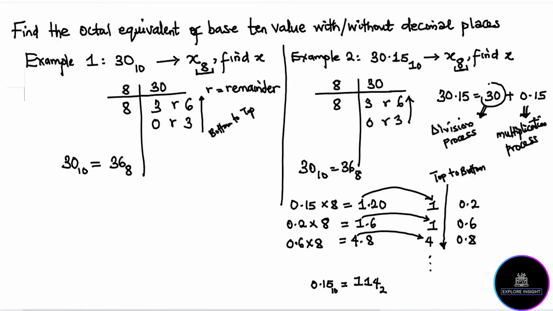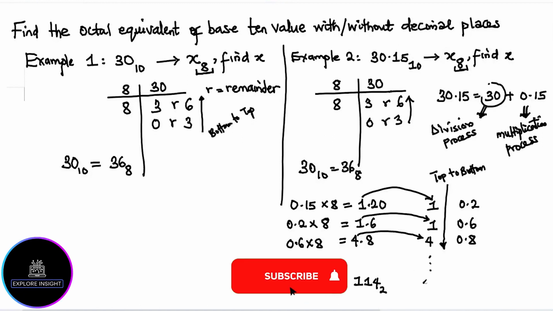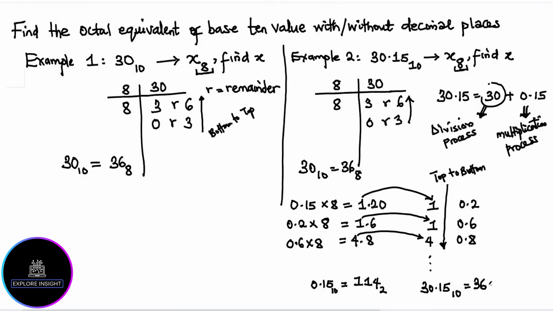The question is 30.15. We already know that 30 is 36, so that means 30.15 in base 10 will be 36 for the value of 30, and 0.15 is 114, which will be in base 8. Remember, we are asked the value of x. So it means x is 36.114.